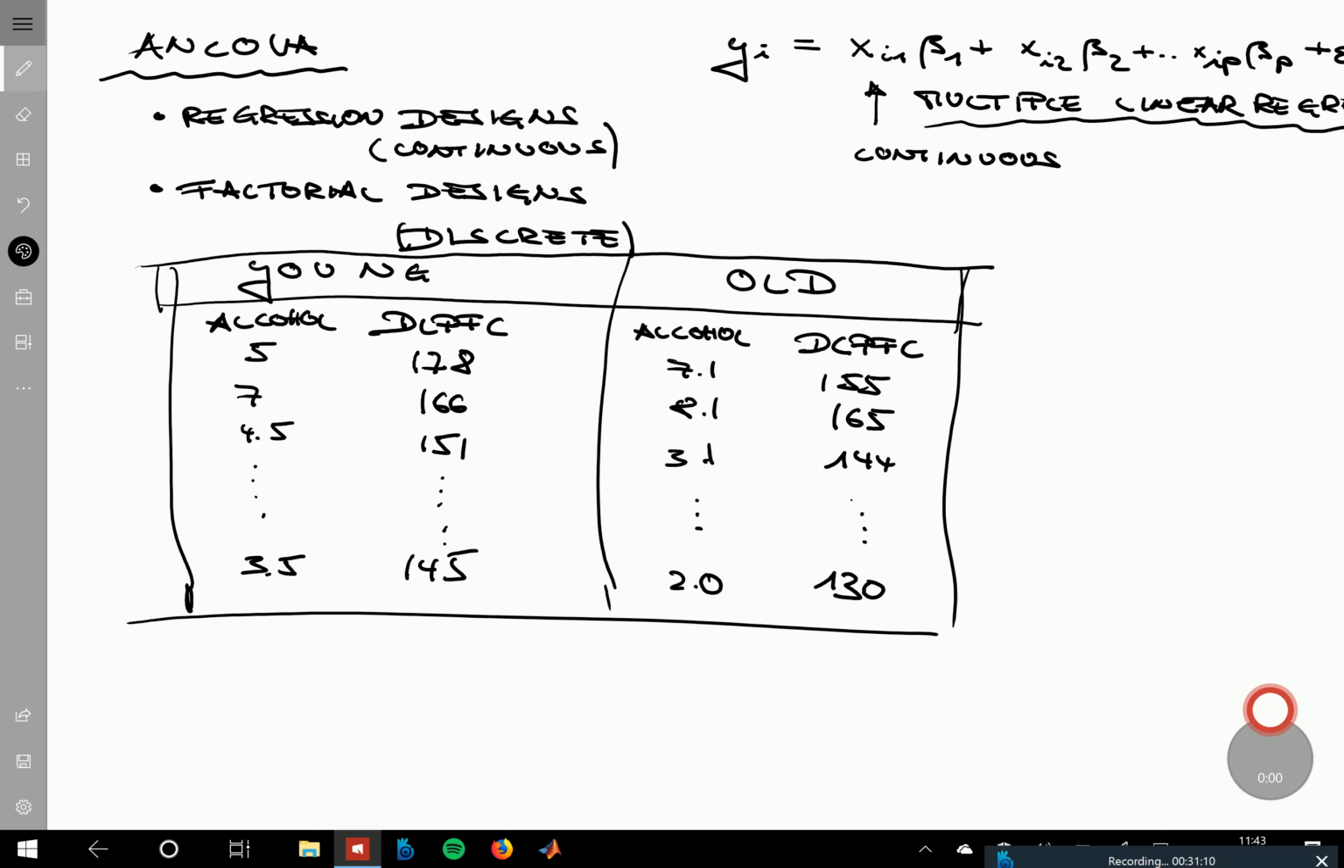So there is this notion of a discrete factor, which is here the column factor, which has two levels, namely young and old, and so that's discrete. And we have a continuous factor, which is the alcohol intake, which is continuously varying with the experimental unit. Each experimental unit, so each participant here, has one outcome measure, namely the DLPFC volume. So these are our data points.